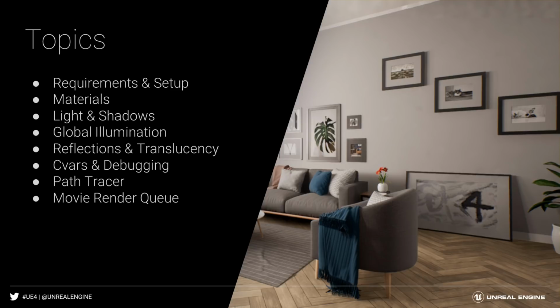We'll also take a brief look at some of the console variables, or as we call them, CVARs inside of Unreal that can help you with ray tracing, as well as some debugging techniques. Finally, with the last bit of our time, we'll briefly touch on the path tracing tool, and that's going to allow you to create very high-quality renders. And then also we'll look at the high quality media export, which can be used in conjunction with ray tracing to create very high resolution, high quality final rendered movies or still images.